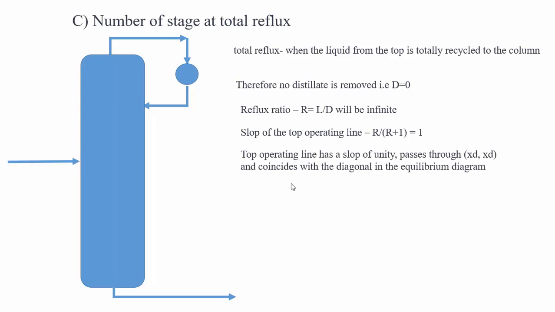The top operating line has a slope of unity and it passes through xD and coincides with the diagonal in the equilibrium diagram. So if the distillation column is operating at total reflux, that means no product is collected, all the feed that enters is returned back and vaporized again in the distillation column, and then you will find the minimum number of stages required. So at total reflux, you can calculate the minimum number of stages required.